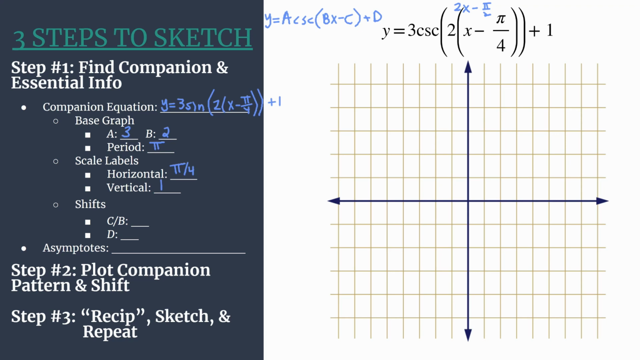So let's label our grid. Starting with the horizontal, count by pi over 4, 1 pi over 4, 2 pi over 4 reduces to pi over 2, 3 pi over 4, 4 pi over 4 reduces to pi, 5 pi over 4, 6 pi over 4 reduces to 3 pi over 2, 7 pi over 4, and 8 pi over 4 is 2 pi.